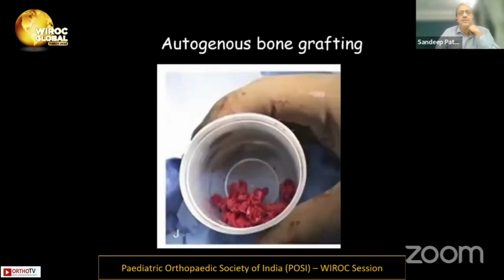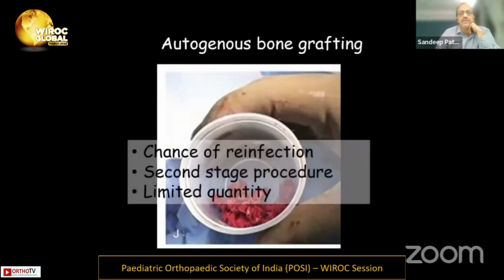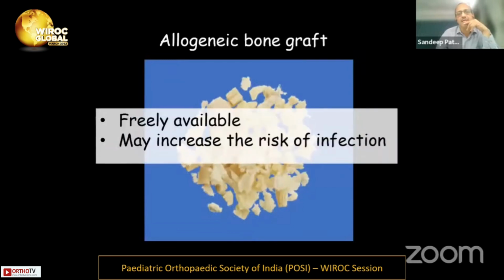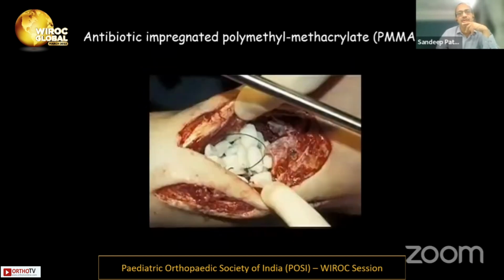The management of dead space can be done by using autogenous bone grafts. But if you do it in the acute situation, there is always a chance of reinfection, and they are usually performed as a second stage procedure. The drawback is that in very small children, you get a very limited quantity of bone graft available to you. Allogenic bone graft can also be available from the bone bank, but you are always worried about the risk of infection, flaring up of infection, and rejection of the allograft.